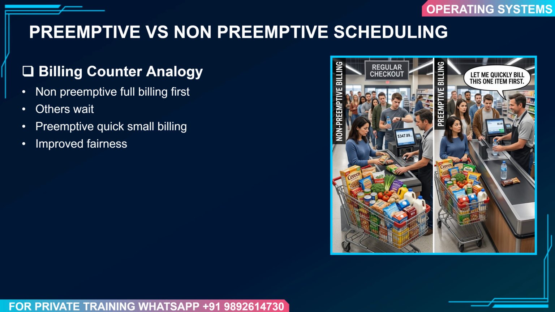Imagine you are at a billing counter in a store. In a non-preemptive system, if one customer has a huge cart full of items, they will be billed completely before the next customer gets a chance. Even if someone behind has only one item, they must wait. In a preemptive system, the cashier might say, let me quickly bill this one item first and then continue with the bigger order. This improves fairness and reduces waiting time for others.